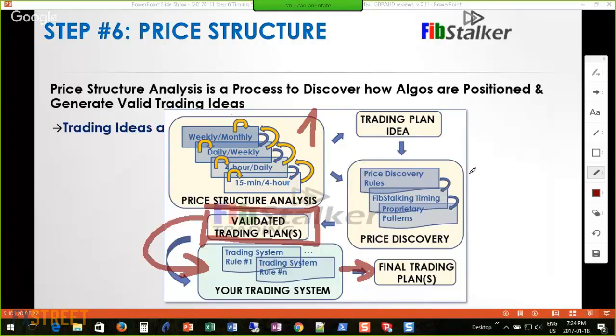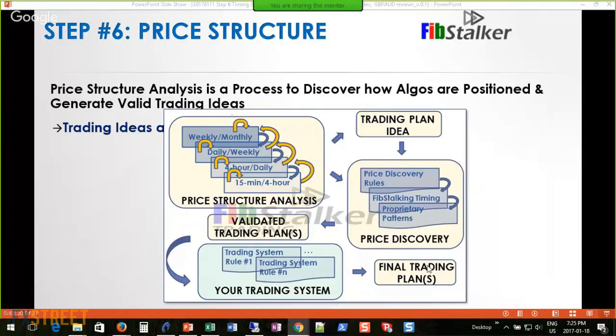So it's basically a three-step process. Number one is devising price structure, which means again how smart money and algorithms are positioned in all time frames. With that information, performing price discovery, which allows us to understand what is possible to happen, and that gives us validated trading plans. But we only trade the final trading plans, which are basically the validated plans filtered through our trading system.